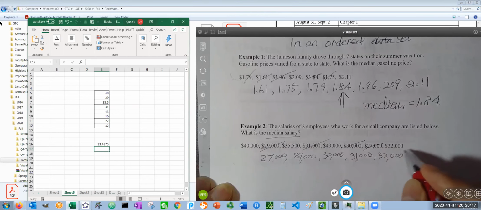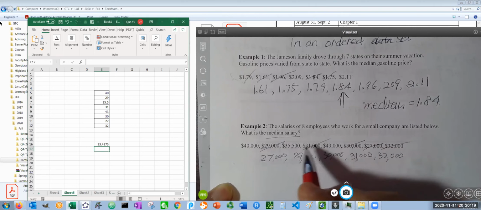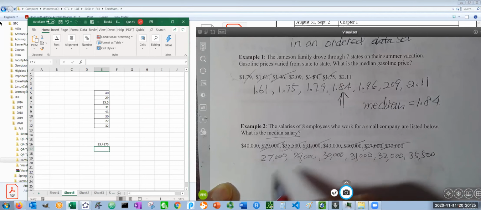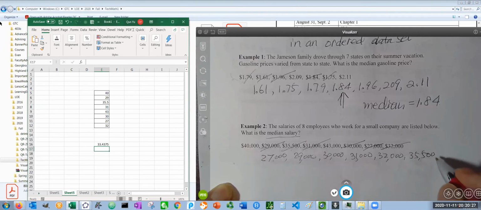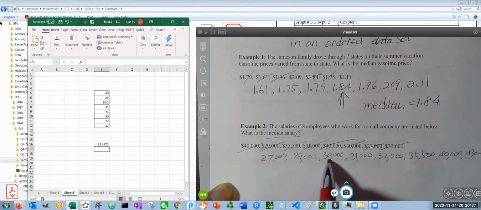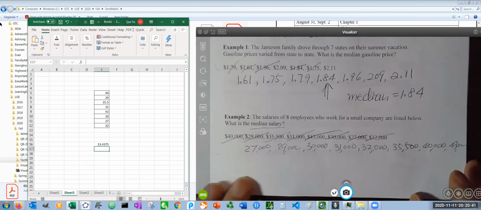This one is gone. We line them up from smallest to largest. Another one, 35. And this is gone. Then we have two more 40s, 40,000 and 43,000. Yeah, that's it. We cover all of the numbers: 1, 2, 3, 4, 5, 6, 7, 8. That's right. Now we need to find the number in the middle.